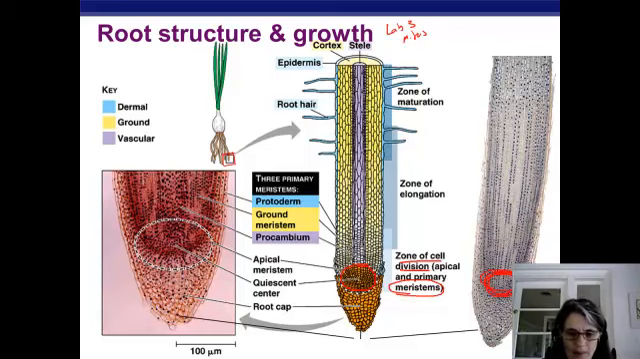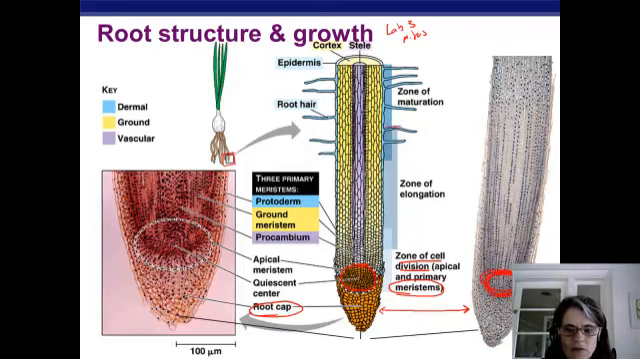Now, that part is living, it's very tender, very sensitive tissue. This part is not. This part is essentially dead tissue. It's called the root cap, and it is there primarily to protect this very sensitive tissue as the root bores down into the soil.